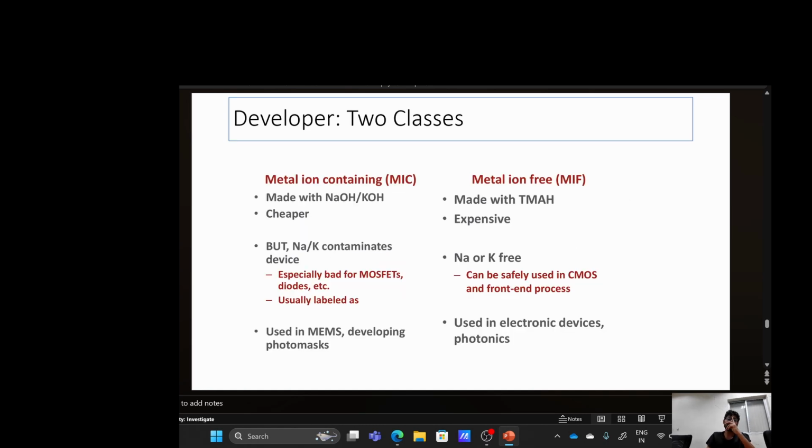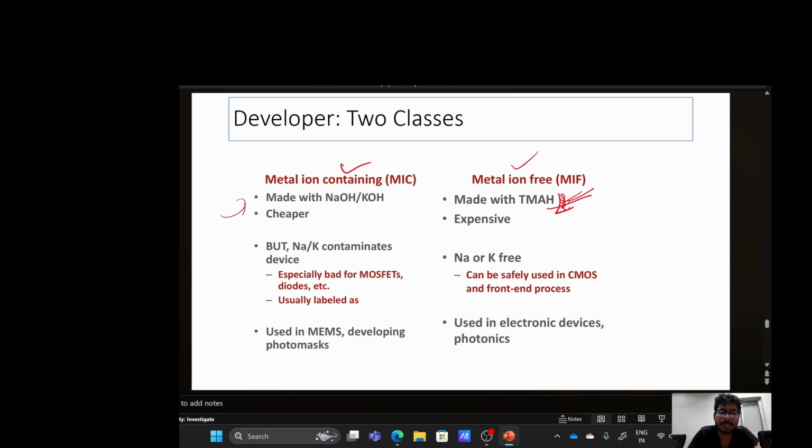Now there are two classes of developer. One is metal ion containing, another is metal ion free. The metal ion containing ones are less expensive, while the metal ion free ones are highly expensive and are used for CMOS technologies, like tetramethylammonium hydroxide. This is kind of expensive and a bit harmful also.